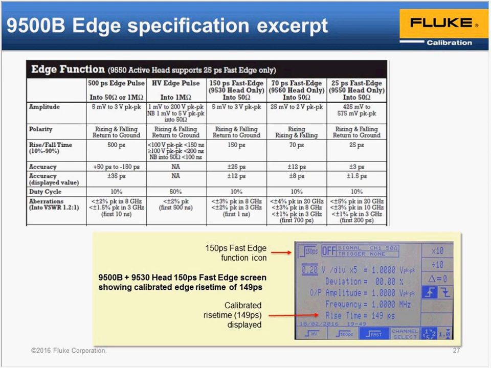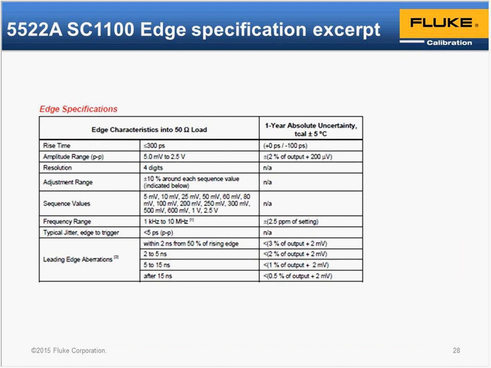This slide is just a simple example from one of the 5500 series. It's actually a 5522 specification for the F1100 option, which has a nominally 300 picosecond edge. The rise time there is specified as less than or equal to 300 picoseconds, with a plus 0 to minus 100 picoseconds uncertainty. In other words, it will never be any slower than 300 picoseconds, but it could be as fast as 200 picoseconds. That's an example of that limit value that I spoke of just a few minutes ago.